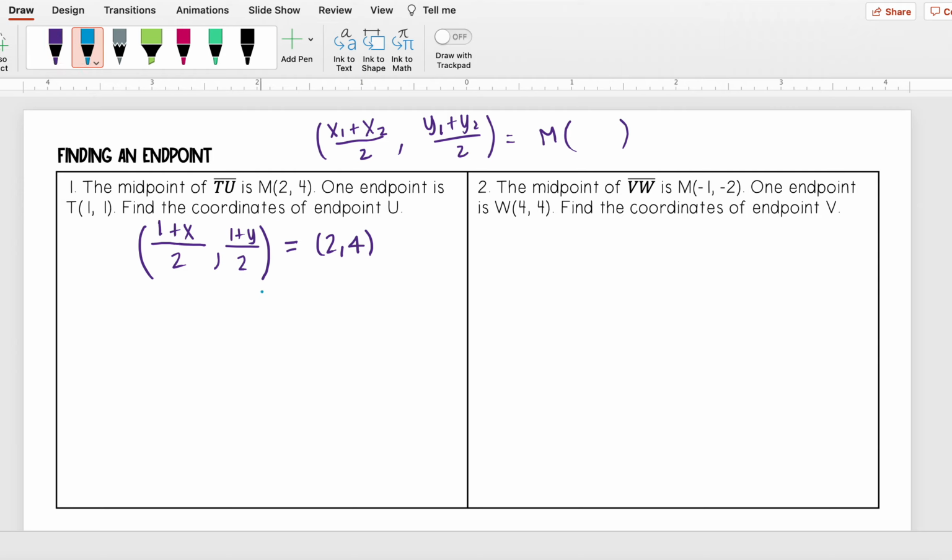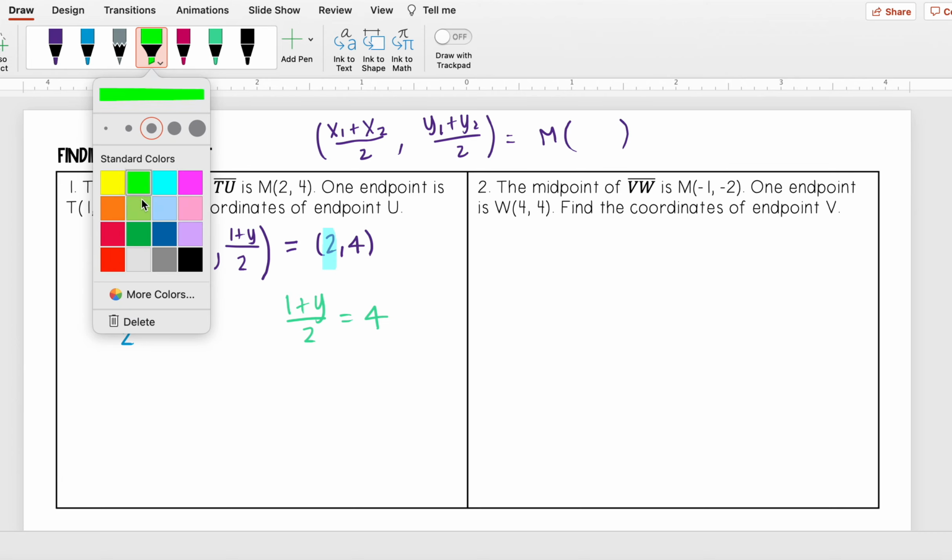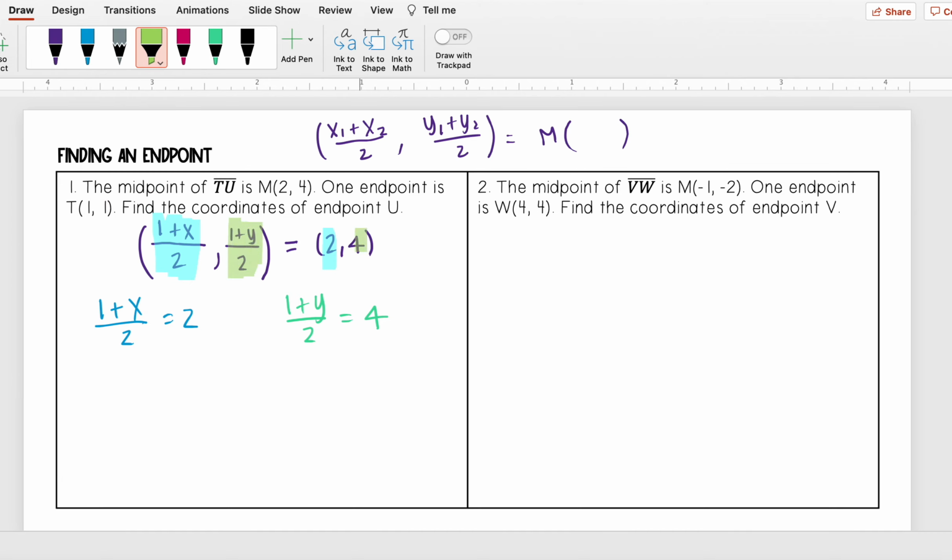So we can really create two different equations from this. I have that 1 plus x over 2 is equal to 2, since these need to match up. And then I also have that 1 plus y over 2 is equal to 4. Again, that is because these must match up. And now I can go ahead and just solve these.